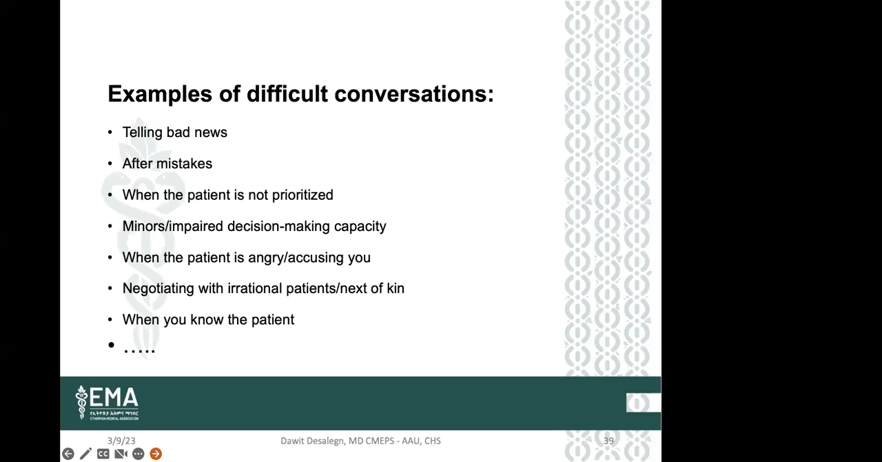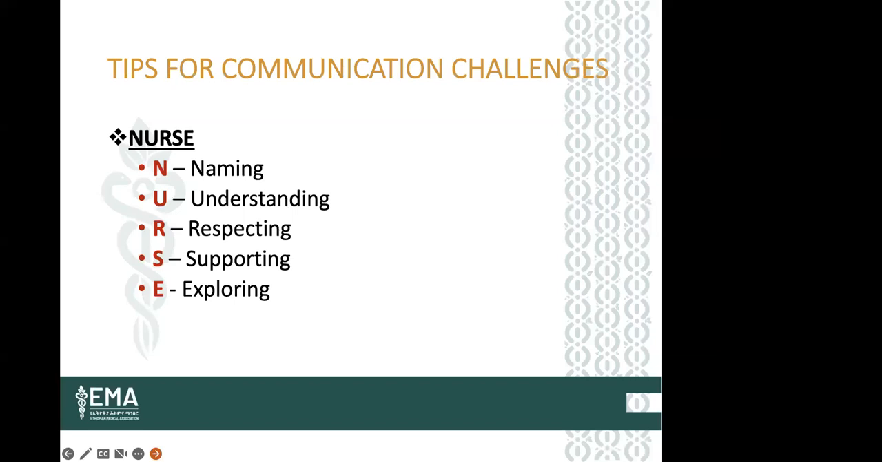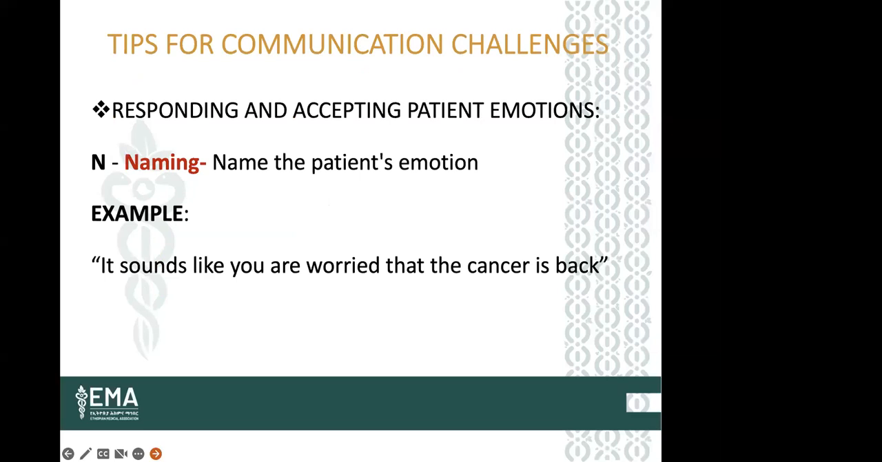Sometimes it's also very difficult to communicate because of your biases. So these are circumstances where you can face these difficulties, and how do you go about making the communication? So there are certain tips. We will use 2 tips, and one of them is the mnemonic NURSE. This is for communication challenges, and we'll go through each one of them fast. But the first one is naming the emotions. How do you respond to and accept patient emotions? So you need to name the patient emotion. The example would be, it sounds like you're worried that the cancer is back. So you need to state it clearly.